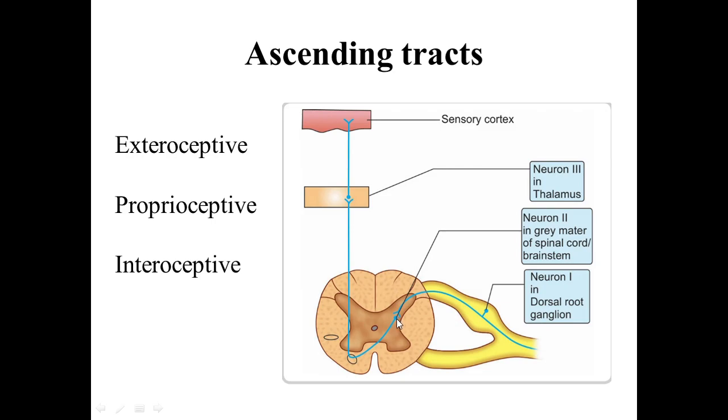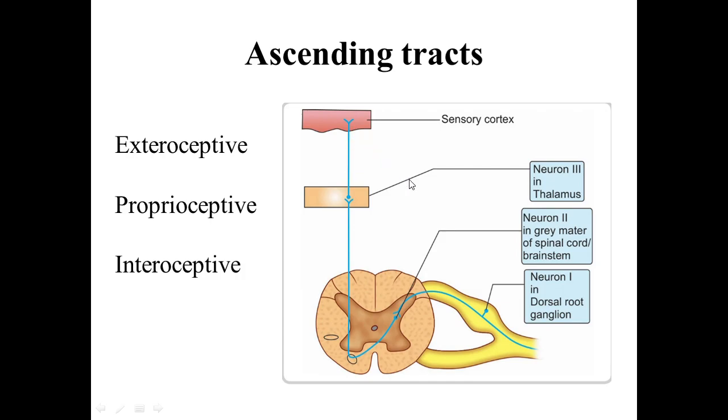Now from the tract cells, the fibers, the axons of the second order sensory neurons, go to the thalamus, and in the thalamus these fibers synapse with the thalamic nuclei. So these nuclei represent the third order sensory neurons. So third order sensory neurons lie in the thalamus, and from thalamus the fibers go to the sensory cortex of the cerebrum.